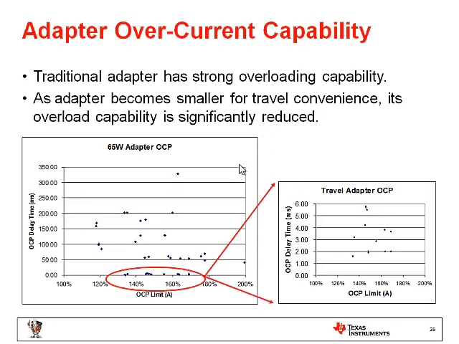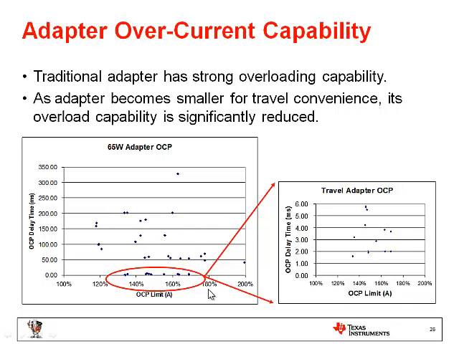So here is a diagram. We took a few 65-watt adapters and compared their overcurrent delay time. The x-axis is the OCP current limit, and the y-axis is how long they allow this amount of OCP current limit to last. Here you can see the traditional ones, typically they can allow for 50 to 200 millisecond duration for about 120% to even 180% of OCP overcurrent capability.